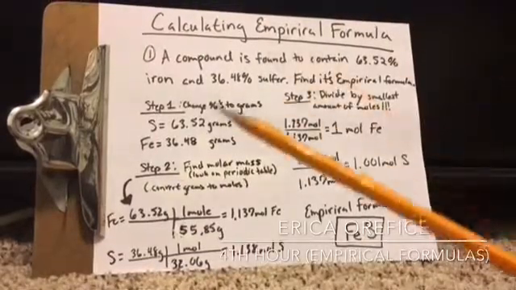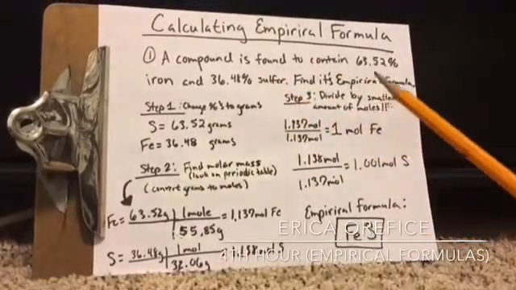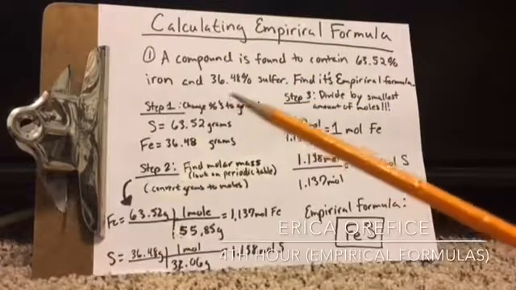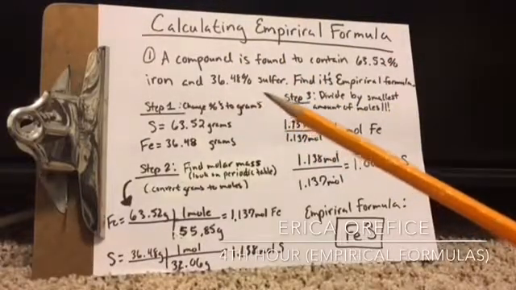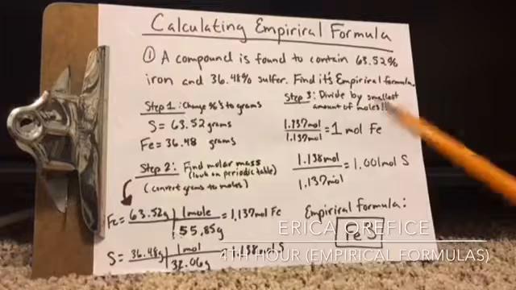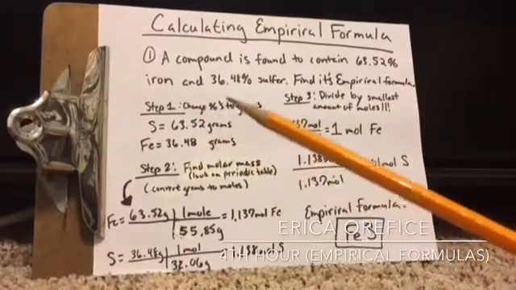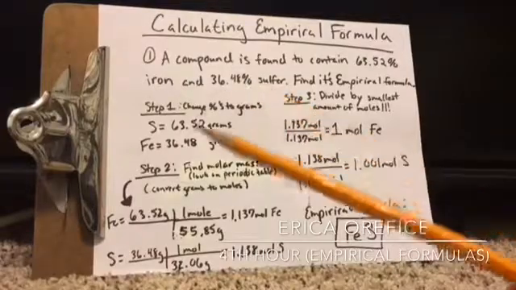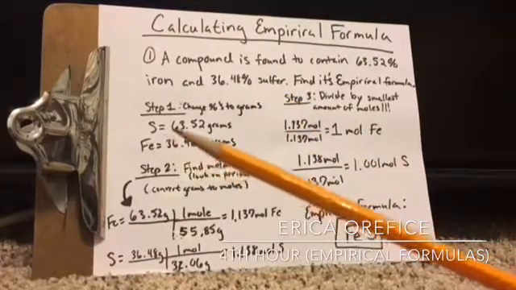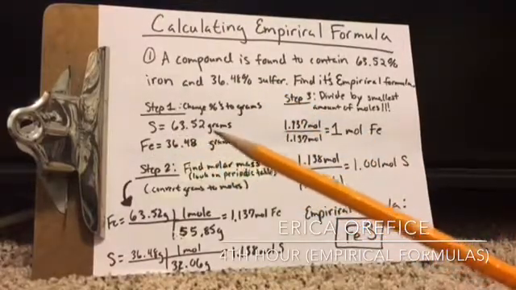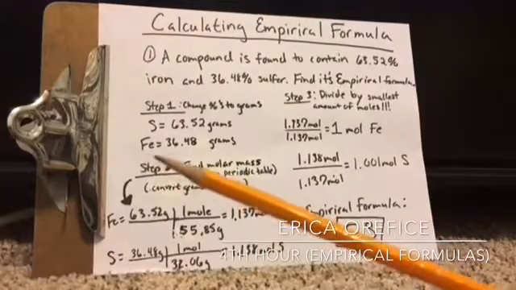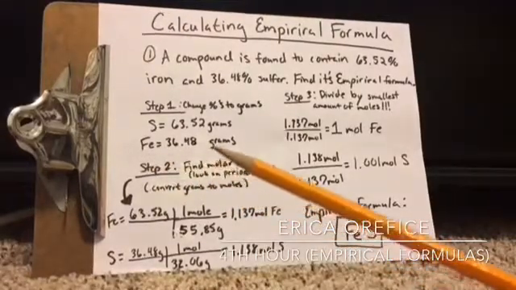A compound is found to contain 63.52% of iron and 36.48% of sulfur. Find its empirical formula. Step 1. Change percents to grams. So the percents they give you in the problem change directly over to grams. So iron becomes 63.52 grams, while sulfur becomes 36.48 grams.